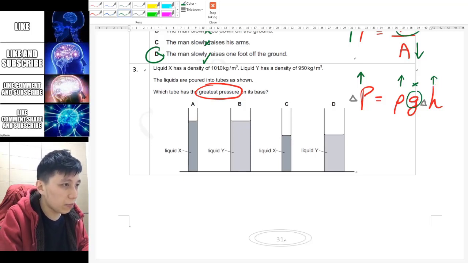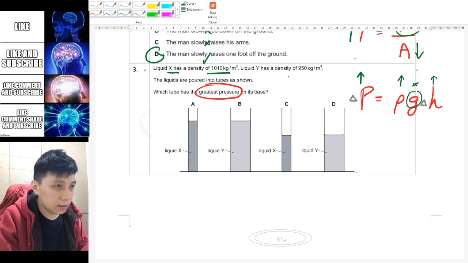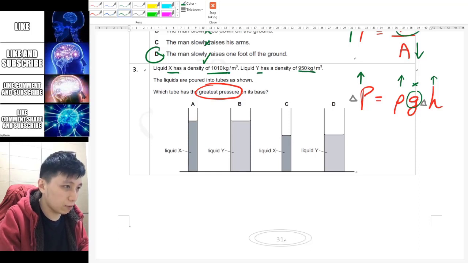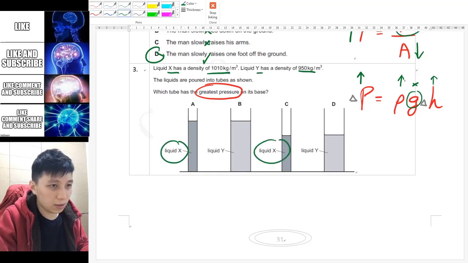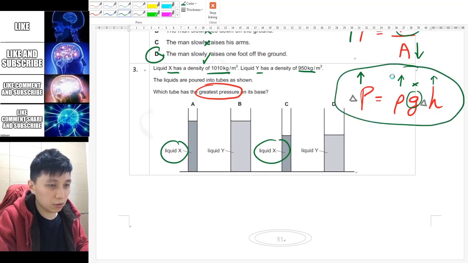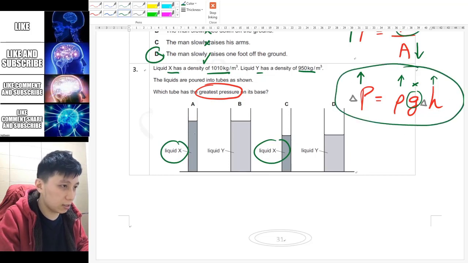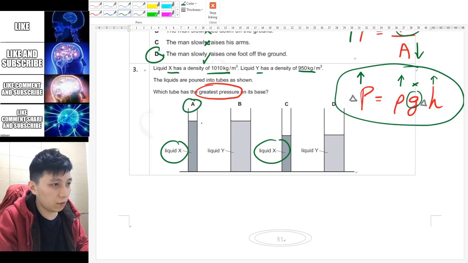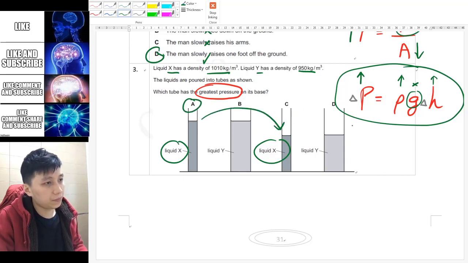So let's have a look. X is this density, Y is of that. Okay, then of course X will be better, right, when we look at the equation, and then we have to look at the one with greater height. So yeah, A will be the answer, obviously, comparing with C.